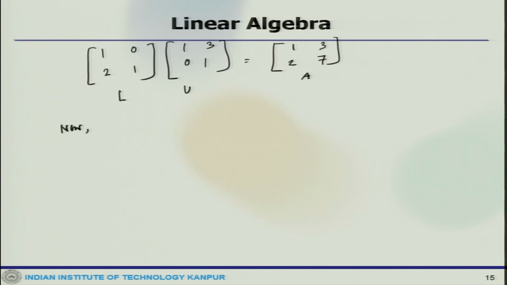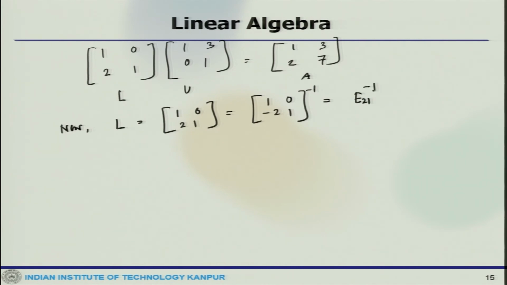Now, what is L? L is [1 0; 2 1], which is [1 0; -2 1] inverse, which is E21 inverse. So, this is my elementary matrix E21. So, I can write A is E21 inverse into the upper triangular matrix. Okay. So, my L would be E21 inverse, the lower triangular matrix.